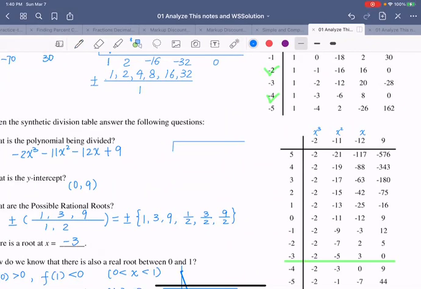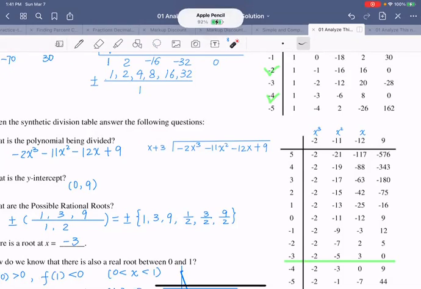So let's give it a try. So this is -2x cubed minus 11x squared minus 12x plus 9, correct? And then we can divide it by x plus 3. -3 is one of the roots, x plus 3 is one of the factors. Go ahead, tell me what I can do. You mean the long division? Oh, the long division.